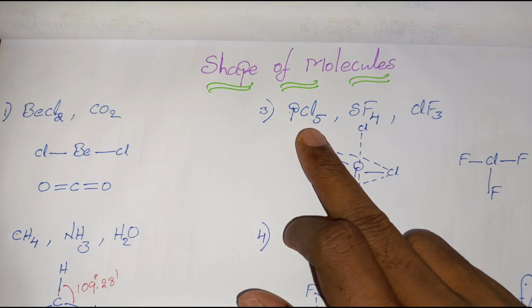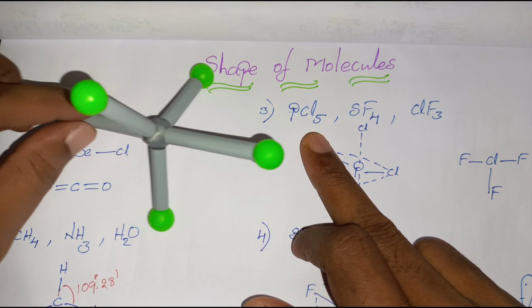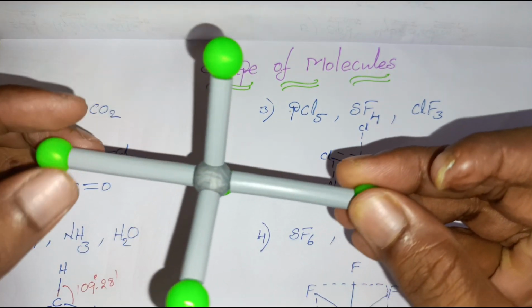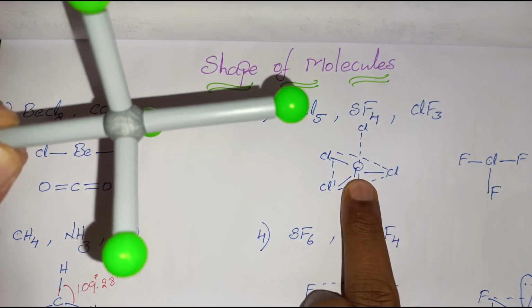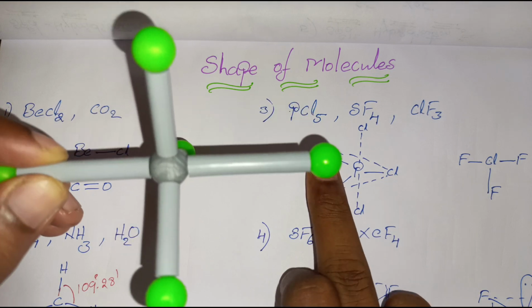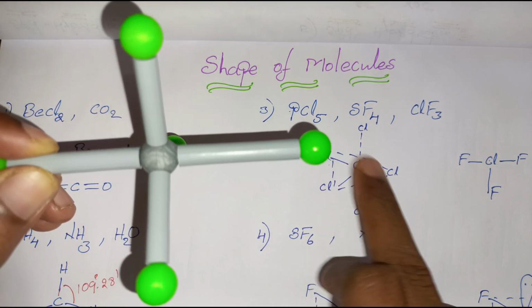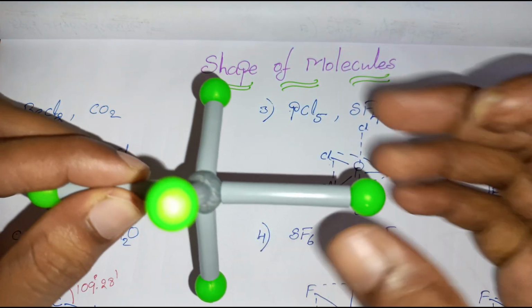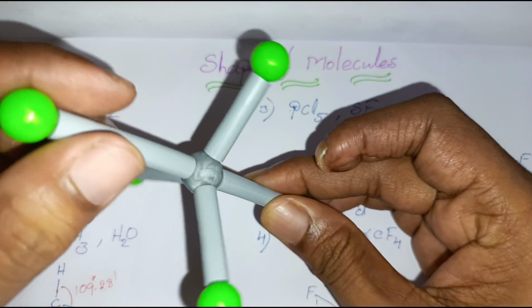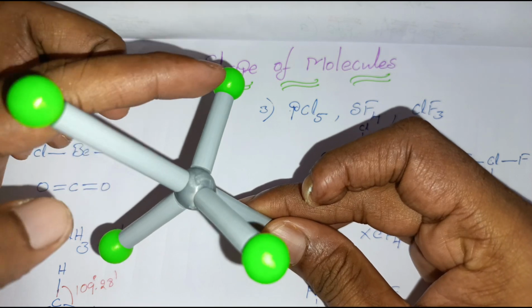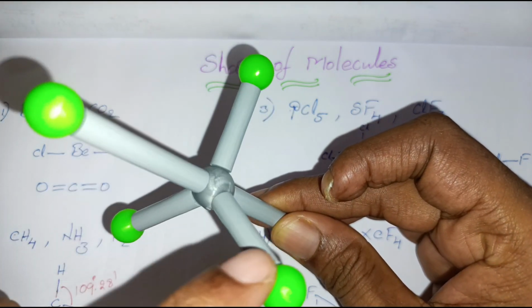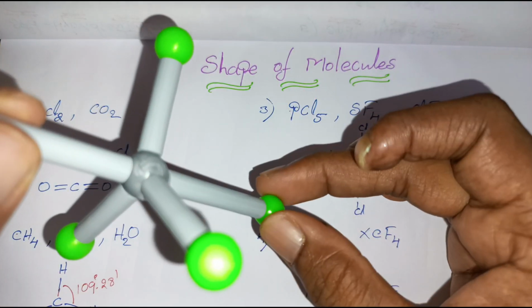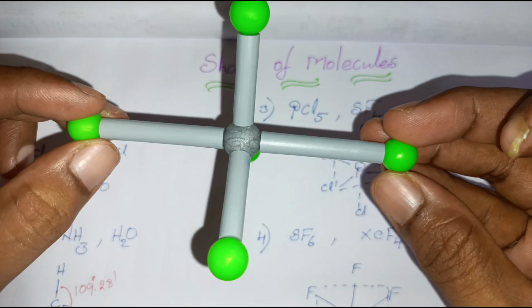Next molecule, PCl5. Observe, this is the shape of PCl5, students. If you observe the PCl5 molecule, here this is the phosphorus and the chlorines. Three chlorines exist in the same plane. Observed sidewise, it looks like a trigonal planar arrangement. One chlorine is above the plane, and another chlorine is below the plane. This is the PCl5 molecule.